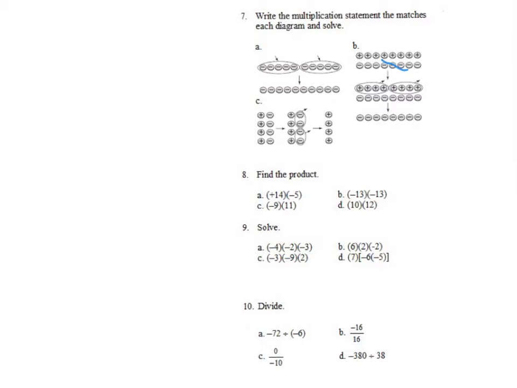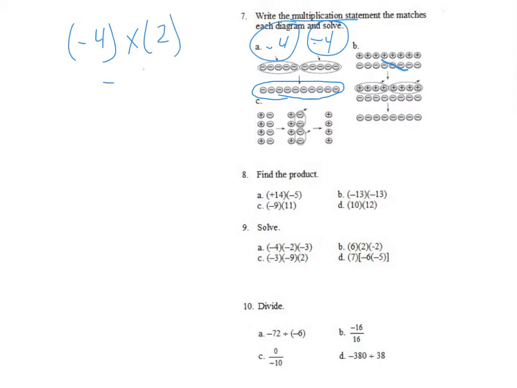And this is a multiplication statement. So remember, when you're multiplying, you're talking groups of. So in this situation, you have negative 4 and negative 4, and so far you have 2 groups of them. Your answer is a negative answer, so we have negative 4 multiplied by 2. Your answer should be a negative 8.